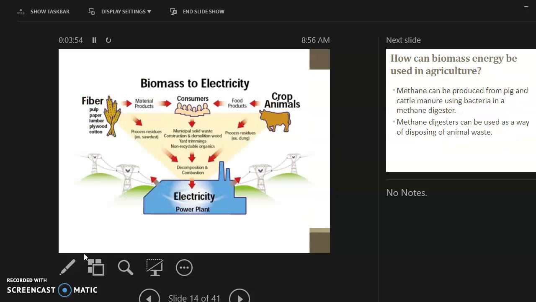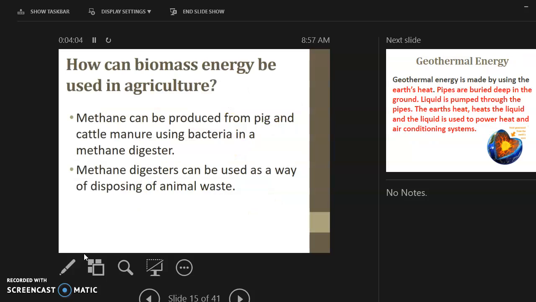So you basically can see this chart of how they get biomass. And then how can biomass be used in agriculture? Methane can be produced from pig and cattle manure using bacteria in a methane digester. And then methane digesters can be used as a way of disposing of animal waste. They actually have found a way to use turkey waste or turkey litter, turkey shavings that are in the turkey houses, and convert them to gas.